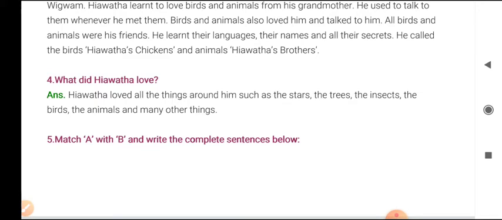What did Hiawatha love? Hiawatha loved all the things around him, such as the stars, the trees, the insects, the birds, the animals, and many other things.